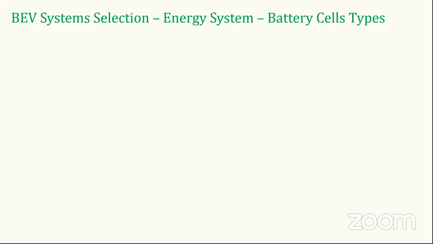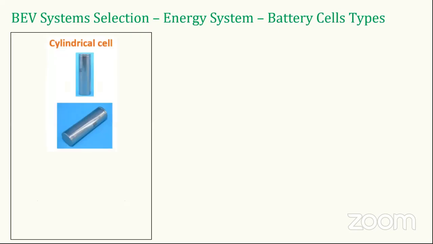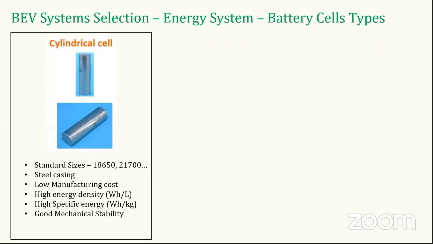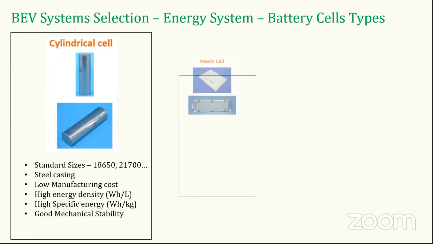So now I'll take you through the different battery cell types we have in the market. First is the cylindrical cell. The standard sizes corresponding to this are 18650 to 21700, and this is of a standard size. It has a steel casing with a low manufacturing cost, and it has a high energy density with a high specific energy and good mechanical stability.